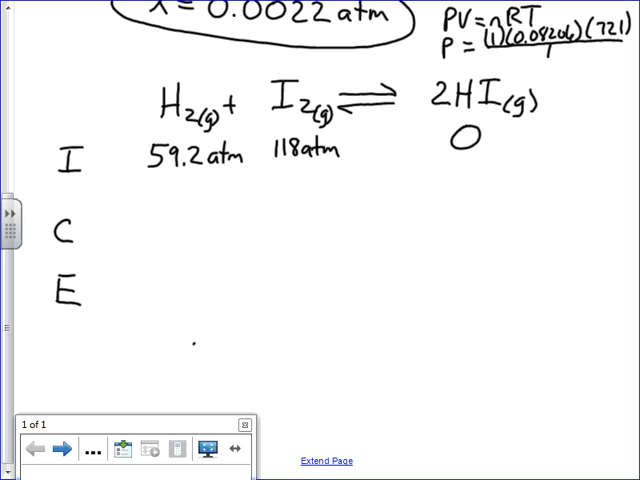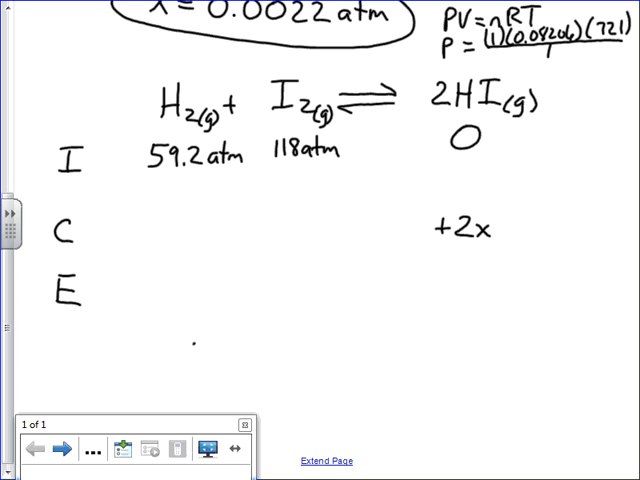So let's say, just to keep this simple, I'm going to say that this increases by 2x. Why am I saying 2x? Okay, because of the stoichiometry, right? So I want to keep this simple. So if this is increasing by 2x, then we can say that the reactants are going down in pressure. And how much are they going down?